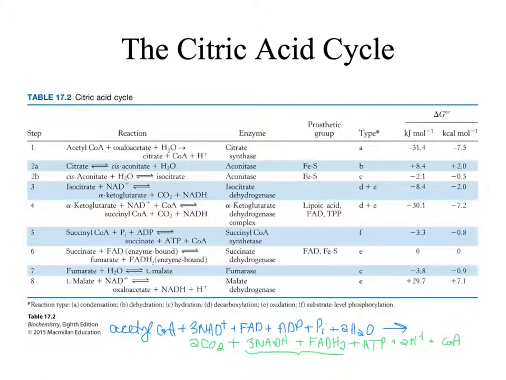So overall, 2 carbon atoms will enter the cycle. Those will leave in the form of CO2. 4 pairs of hydrogen atoms will leave the cycle via the 4 oxidation reactions, and those are going to leave in the form of the NADH and the FADH2. And then we have 1 ATP equivalent being generated and 2 water molecules being consumed in this process.